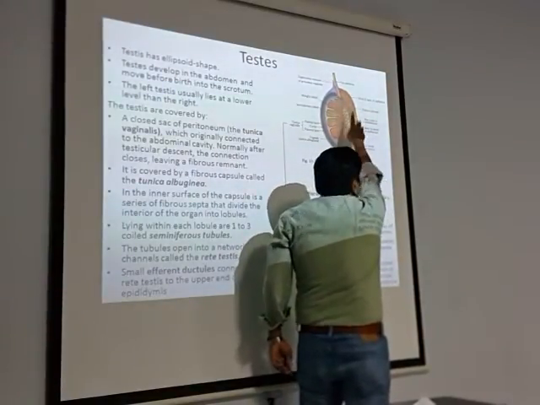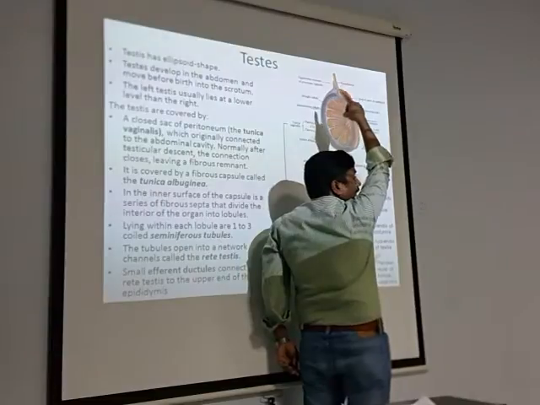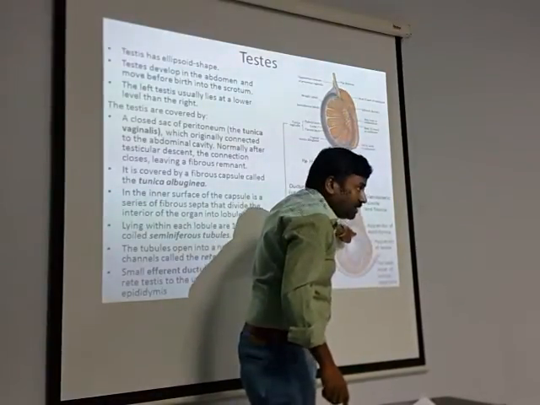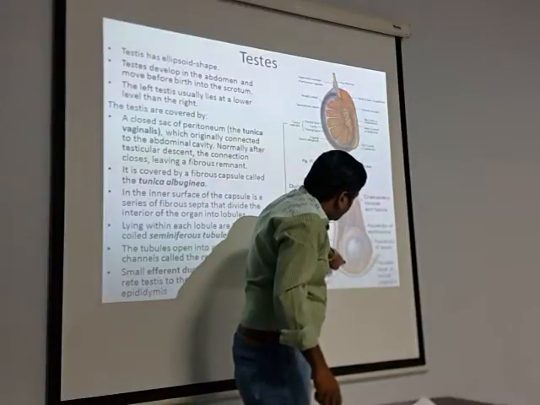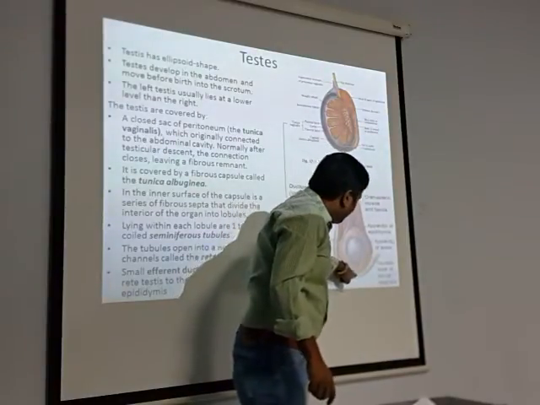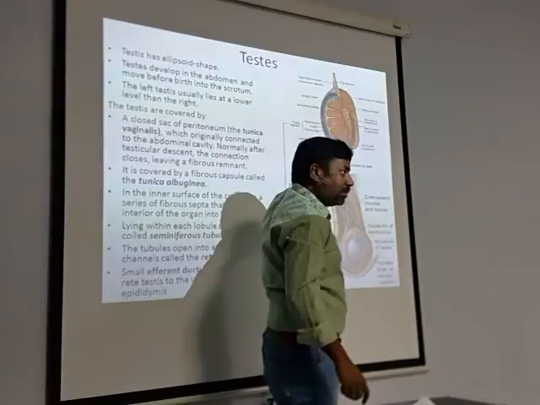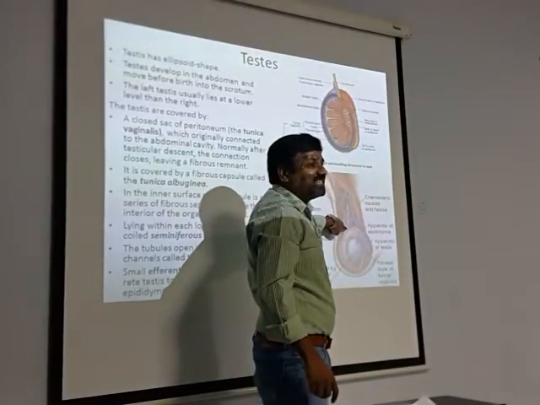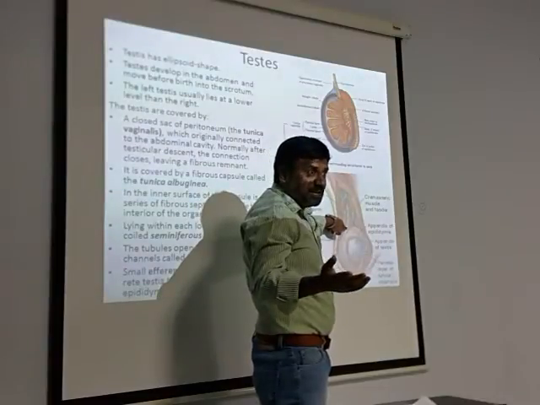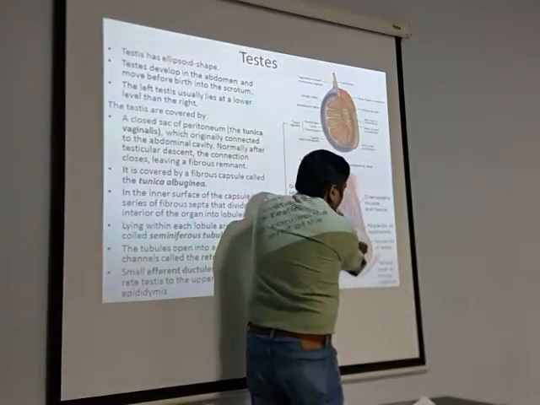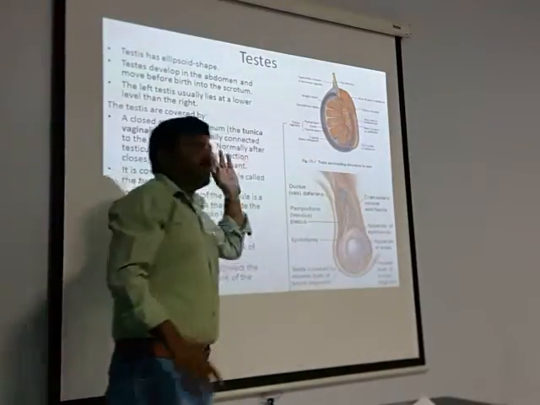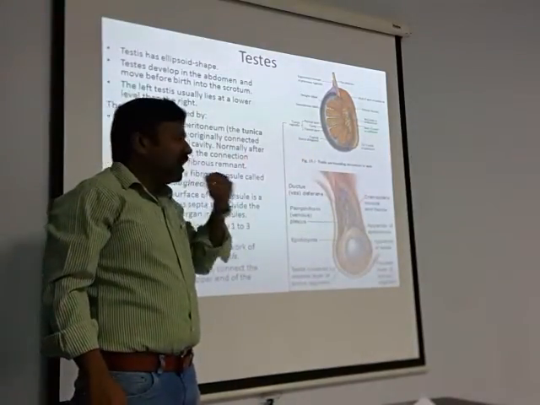And then it again goes up. See here, this is the head of the epididymis. Then it comes toward the inferior pole and runs up again. This is what we call the vas deferens, or the ductus deferens, which carries all the sperms produced in the testis towards the urethra. I will explain that.